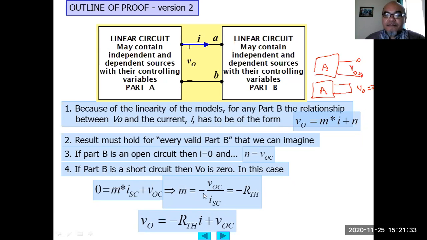Having found this, we can insert it back into the equation: V output equals negative RTH times the current plus the V open circuit. So the total V output here is similar to the previous version of the proof. First is the contribution when B is open circuited, and then the contribution when part B is short circuited. In that case, the output will be negative RTH times I.